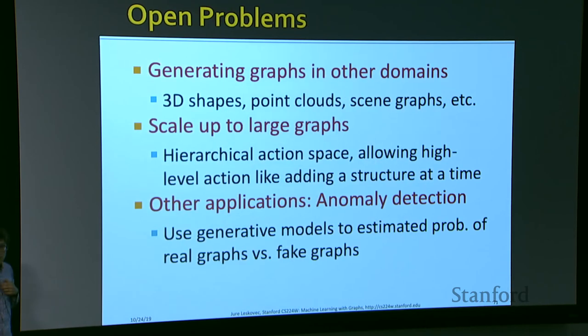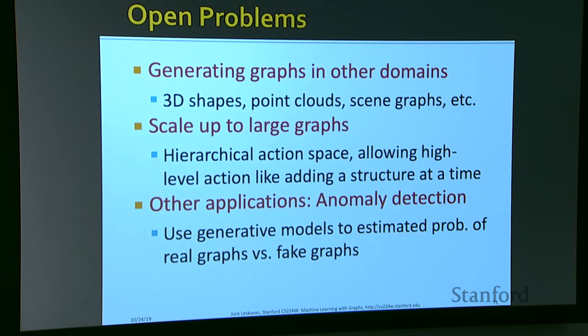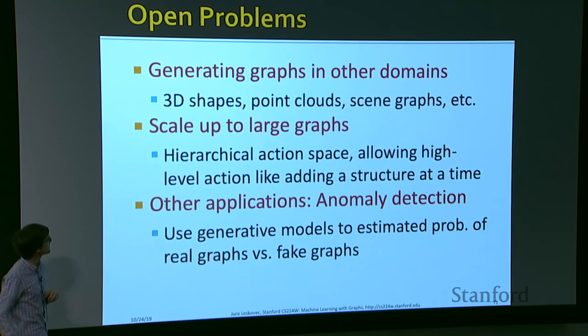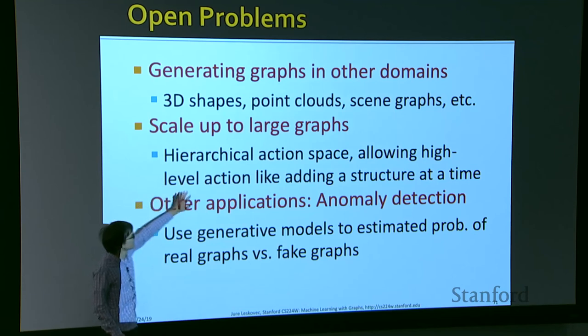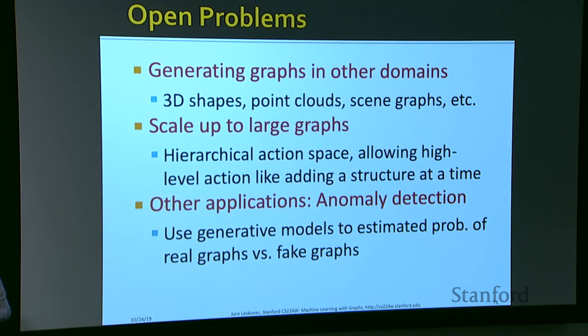So what are some interesting problems? How would you use this to generate graphs in other domains? Maybe graphs of 3D shapes. You can represent a 3D shape as a graph, point clouds, scene graphs, things like that. How do you scale this to larger graphs? As I said, the technology I showed gets you to about 1,000 nodes, but that's tiny from a certain point of view. For molecules, it's big because molecules are usually small, a few tens of nodes.